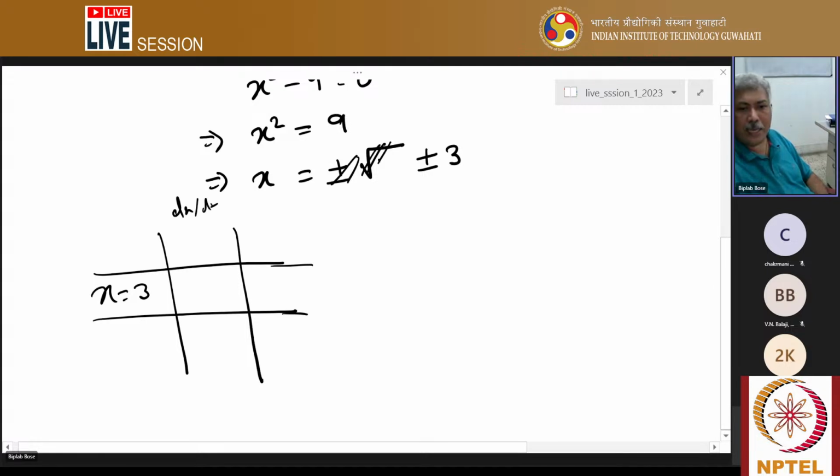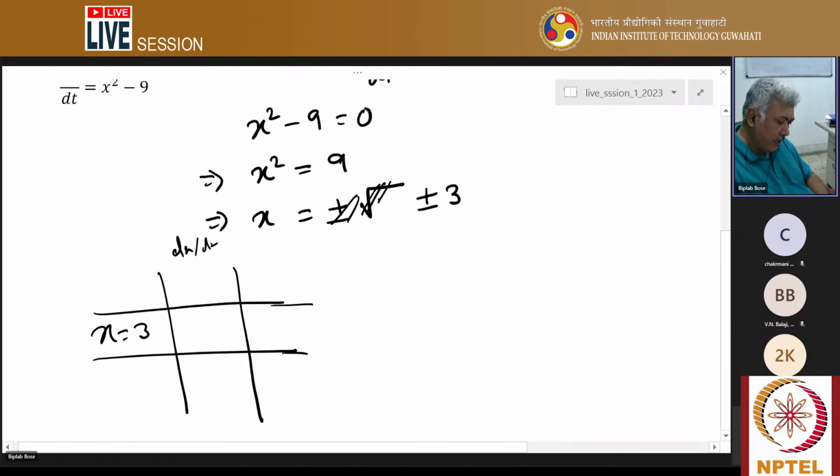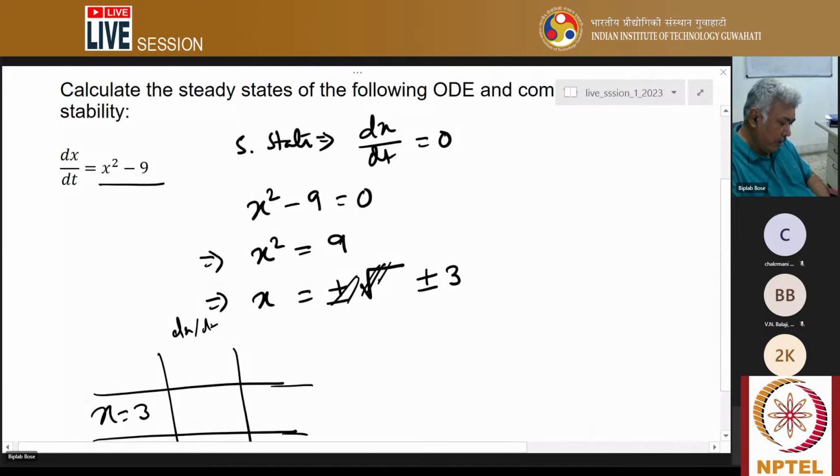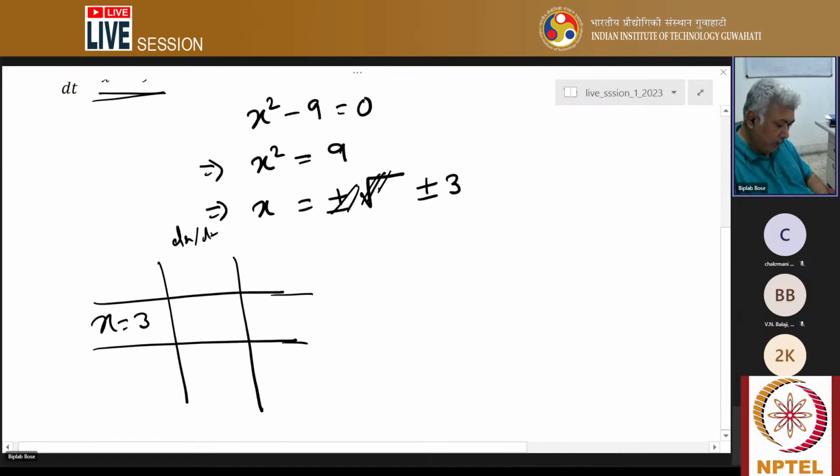In the second column, I calculate dx. So when x equal to 3, if I look into my ODE, x equal to 3 means dx will be 0. That's true because it's the steady state. So I draw an arrow like this. That means if I am in this steady state, with time I'll stay at that place.